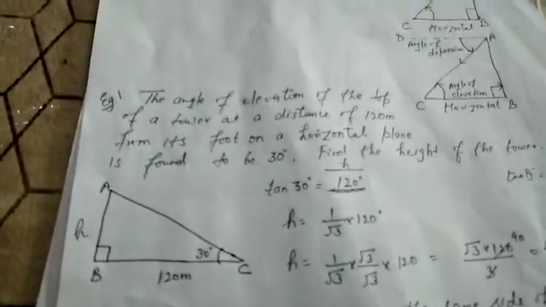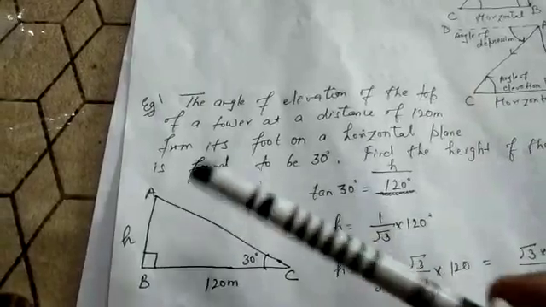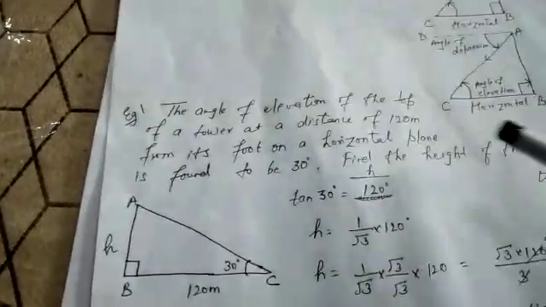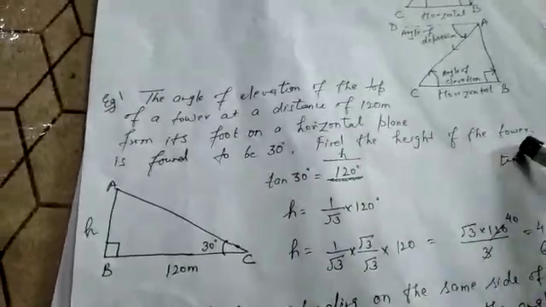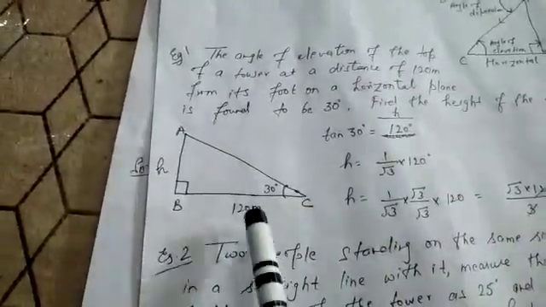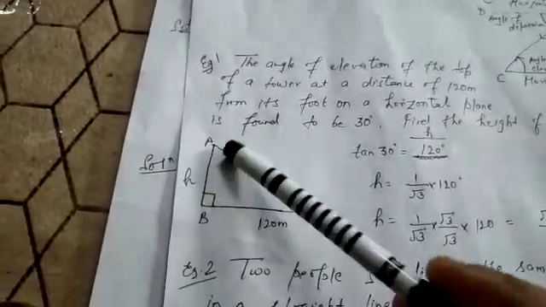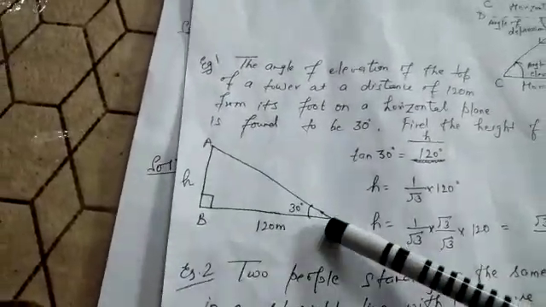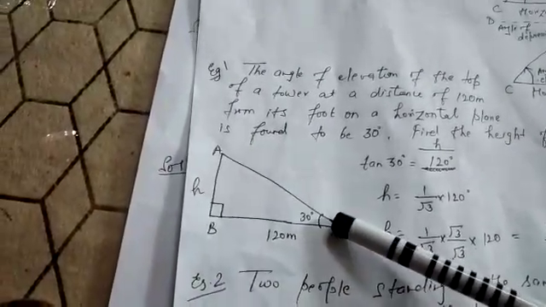Now I take some examples based on that. The first example: the angle of elevation of the top of a tower from a distance of 120 meters from its foot on a horizontal plane is found to be 30 degrees. Find the height of the tower. In the figure, AB is the tower and BC is the ground, which is 120 meters as given. And the angle of elevation is given as 30 degrees.